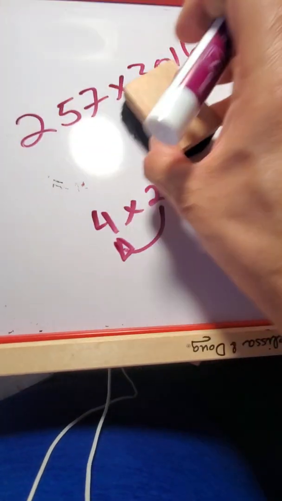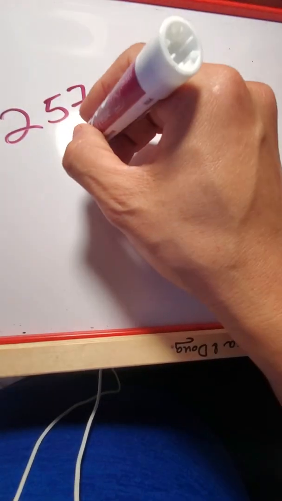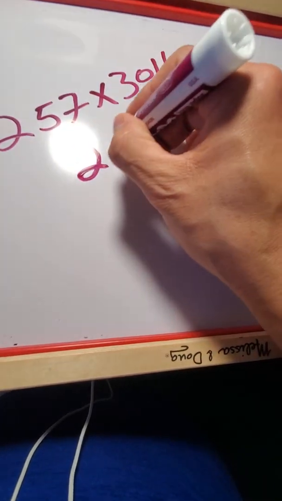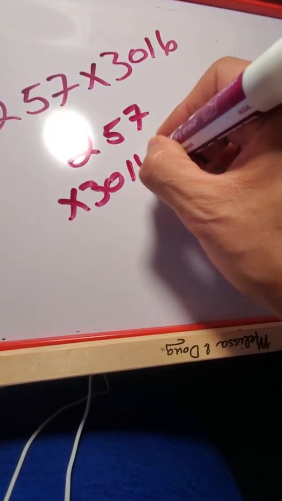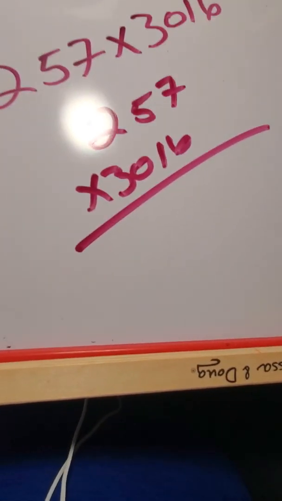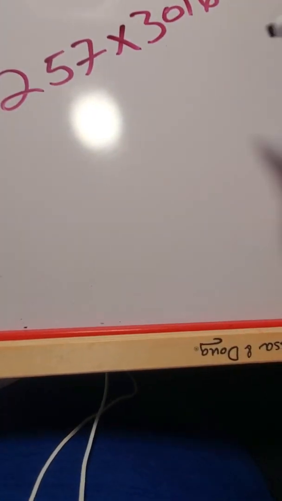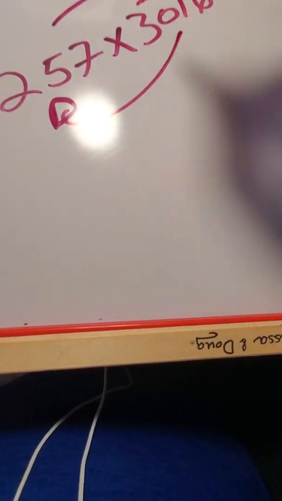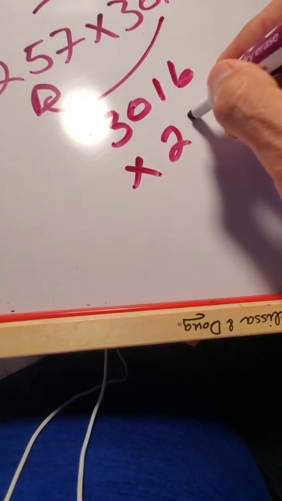If you don't use the commutative property, it's going to be a little bit complicated because you're going to be doing 257 times 3016. And if you try to do that, it's going to be a little bit more difficult, but you can make it. If you use the commutative property, you just switch the numbers: 3016 times 257.